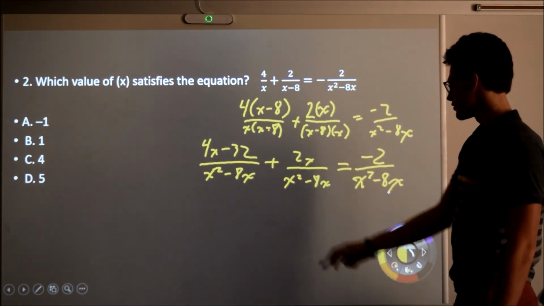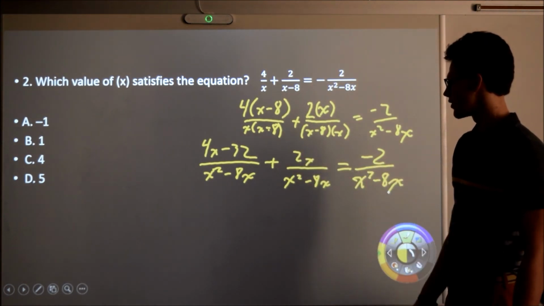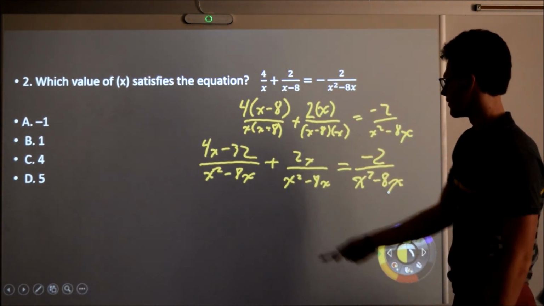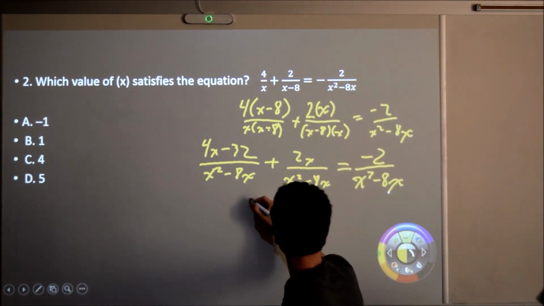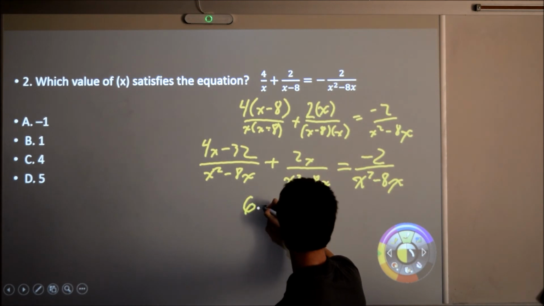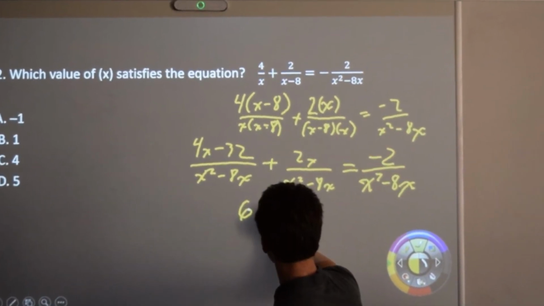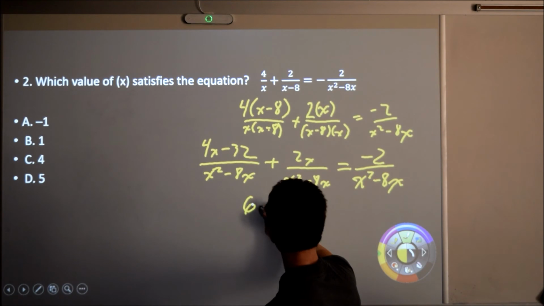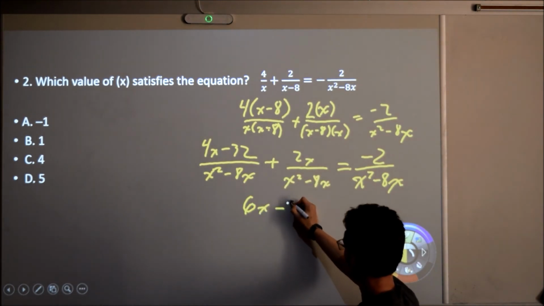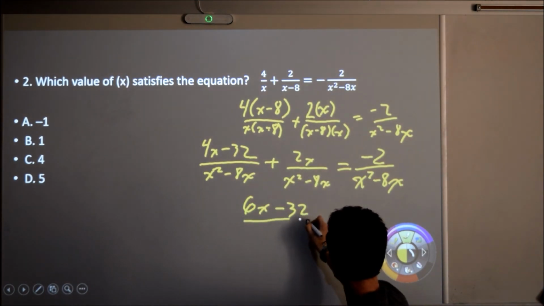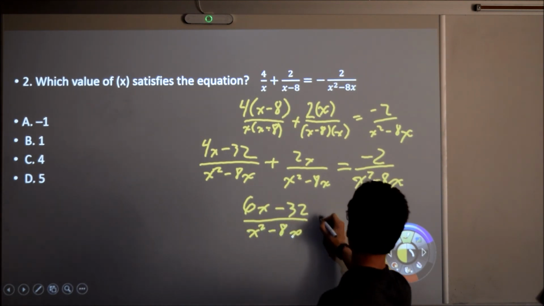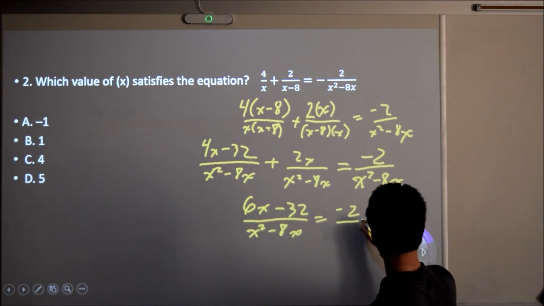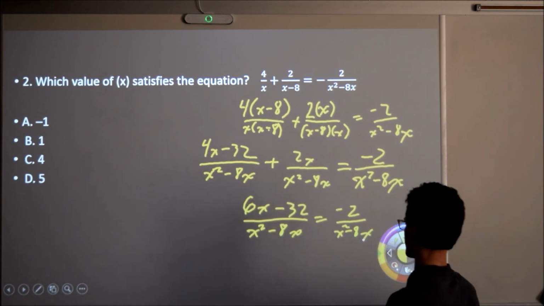Now since those two have common denominators, we're going to add them, and I'm just going to skip the step of bringing those together and just having the 2x. So that'll be 6x minus 32 all over x squared minus 8x. That'll equal negative 2 all over x squared minus 8x.